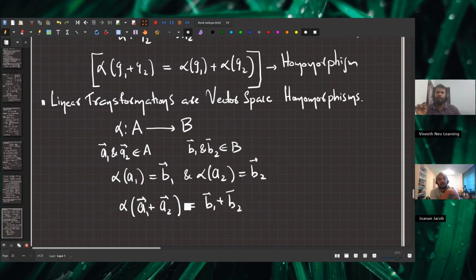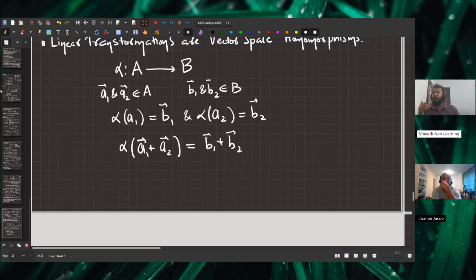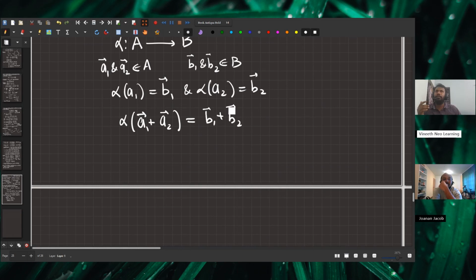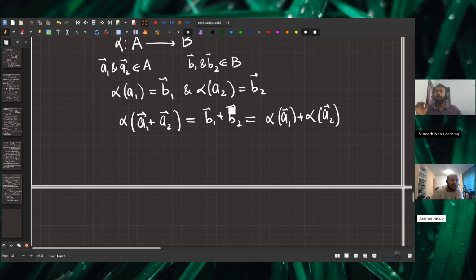Yes. Also, since we are talking about vector spaces, the linearity condition should also be obeyed here. Let's first finish this equation. This means alpha of A1 plus alpha of A2. In a more general way, if you multiply by a scalar, we can state another condition. That's a generalization of this condition: the linearity condition.